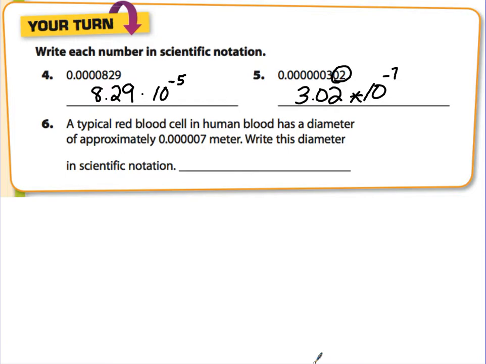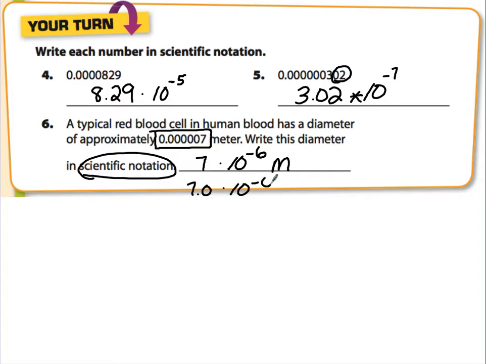A typical red blood cell in the human blood has a diameter of approximately 7 millionths of a meter. Write the diameter in scientific notation. So yes, you should be doing your close reading, and you should have gotten 7 times 10 to the negative 6 meters. Yes, you could also have 7.0 times 10 to the negative 6. That doesn't change the exponent, but again, 7 is the same thing as 7 and 0 tenths.